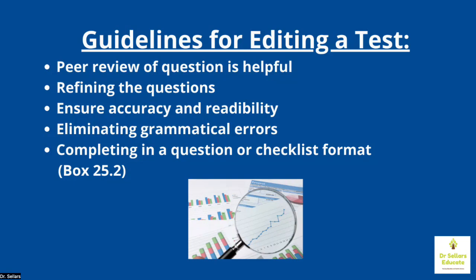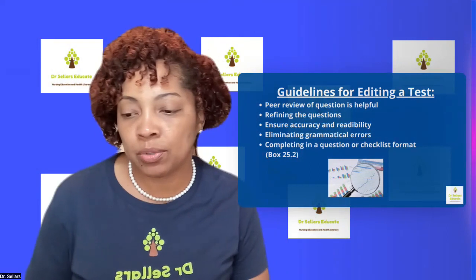And then eliminating grammatical errors, we know that that can also contribute to errors on an exam and be a distractor for our students, which could then affect the validity of a test and our reliability. And then last is to complete, when we have our question banks, we want to ensure that we are including a large pool of questions, and that we are using a checklist or a question list to ensure that we are dotting those I's and crossing those T's to ensure we are providing a fair and reliable exam. So now we can take a look on page 483, box 25.2.